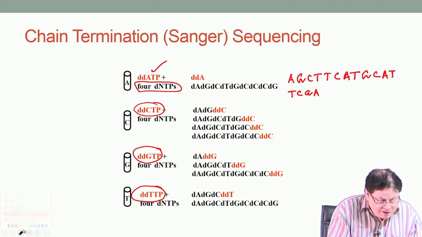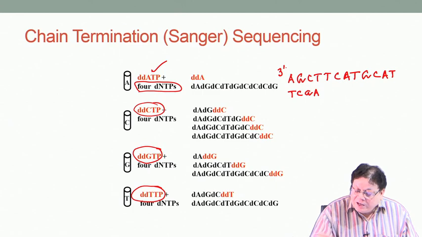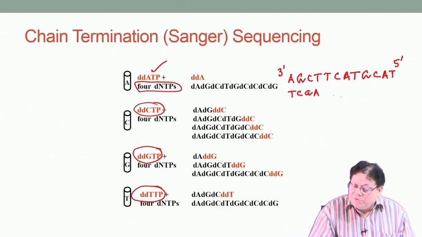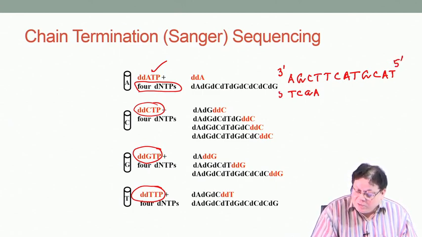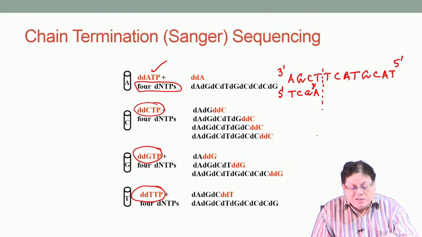So, what happens here? The primers are in the 3 prime to 5 prime direction. I have written that sequence, so that will be 5 prime and this will be 3 prime. Okay. So, up to this point is my primer. Now, what will happen in the first test tube?